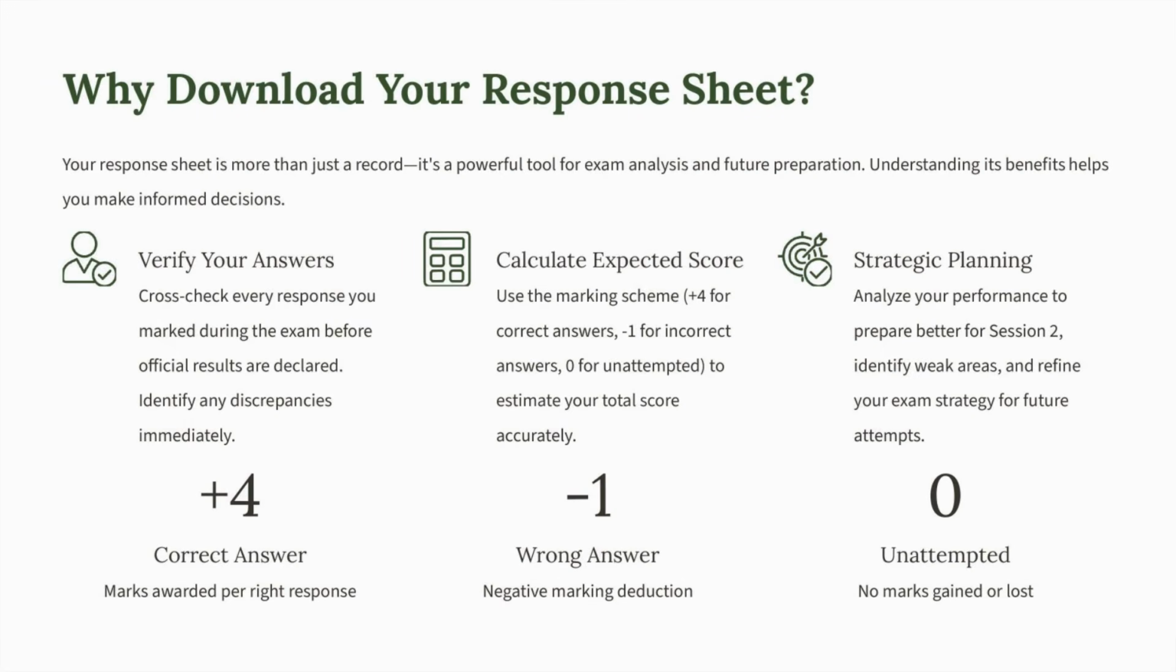The response sheet helps you verify your answers, calculate your expected score using the marking scheme, identify weak areas and prepare better for future attempts. For every correct answer, you get +4 marks. For every wrong answer, 1 mark is deducted, and there is no penalty for unattempted questions.